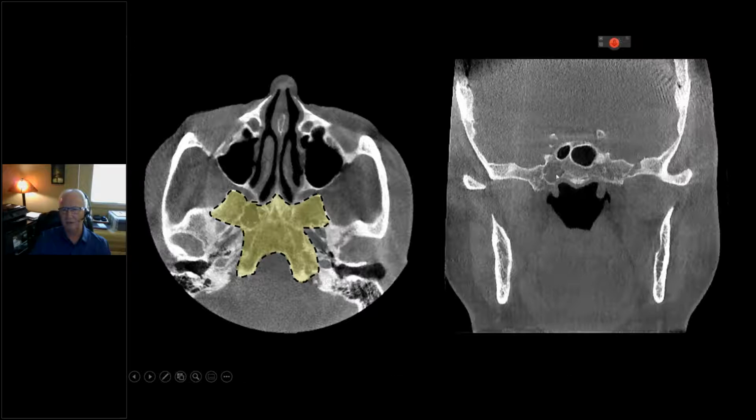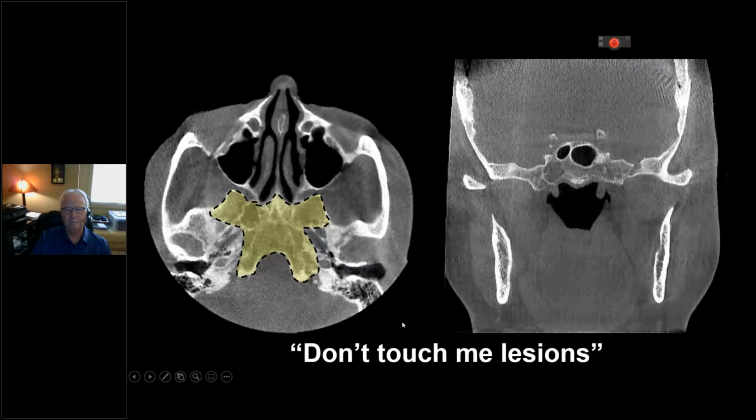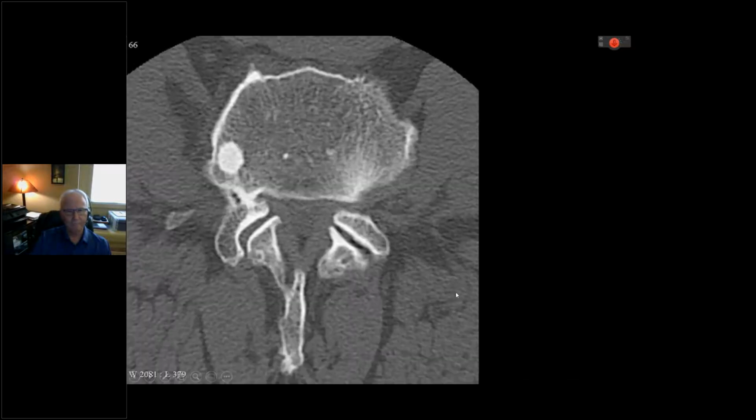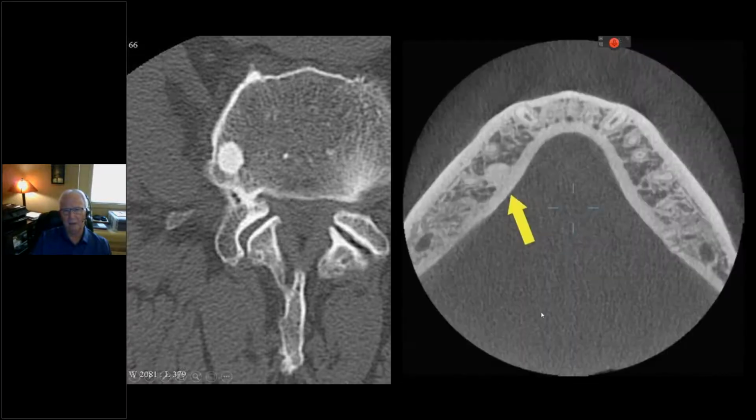Trying to get access to that, to get tissue to confirm by biopsy, would probably cause more harm than the patient is experiencing. So there are some anomalies out there you should be aware of. Don't touch me lesions. Here's one. This is actually a dense bone island in the vertebral body. This is a little bit further down in the spinal column. No one would go after this. The orthopedic specialist or the neuroradiologist would say, no, that's a dense bone island, don't worry about it.